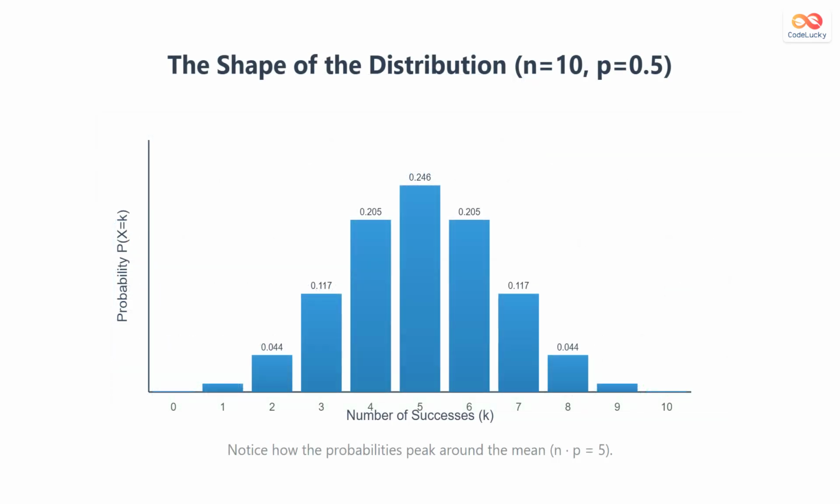If we calculate this probability for every possible number of successes, from 0 up to n, we can plot the binomial distribution. Here is what it looks like for 10 trials with a 50-50 chance. You can see it is symmetric and peaks in the middle. The most likely outcome is the average, or mean, but there is a spread of other possible outcomes around it.